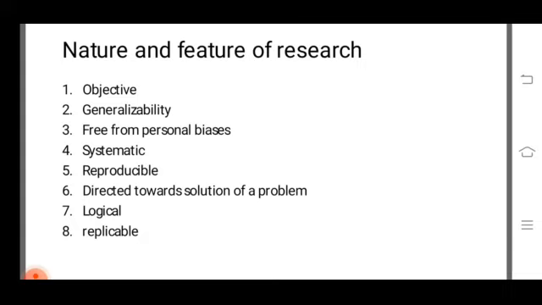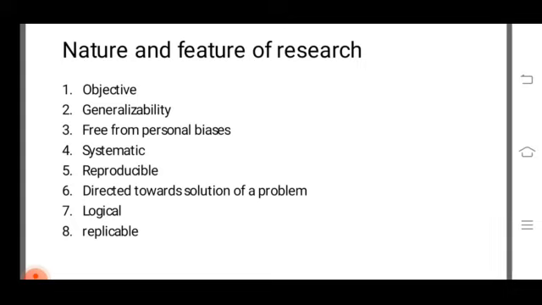Generalizability is another feature. Generally, research is undertaken considering a sample. The findings from the research should be applicable to the large population even though they are drawn from a sample. Free from personal bias is another nature or feature. A good research must be free from the researcher's personal bias and must be objective, not subjective. It means that the methodology should be used in such a way that the researchers cannot use his or her perceptions and change the data for manipulating the result.